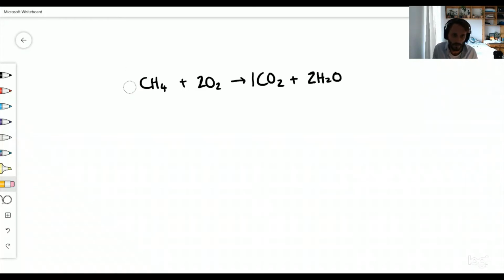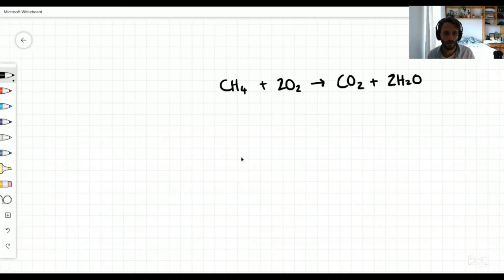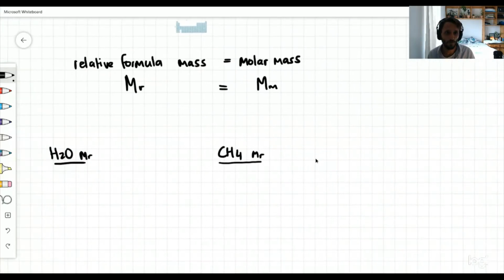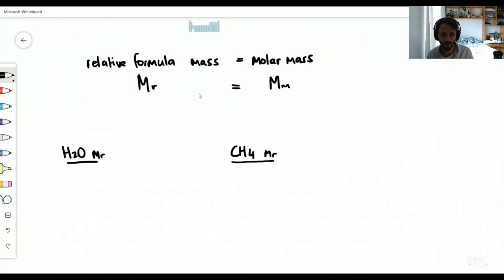I also don't like putting these 1s here because I know that if there's no number in front, I can assume that there is a 1. Always double check that my equation is balanced, which it is. So what could we do with this? Well, we know some things about these compounds. We can work out their relative formula mass or their molar mass. This is the same thing.